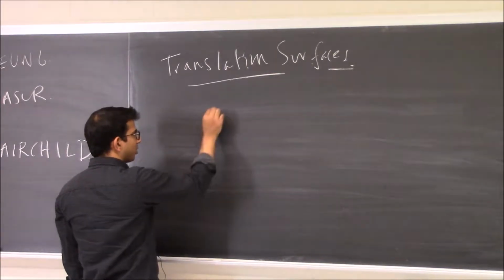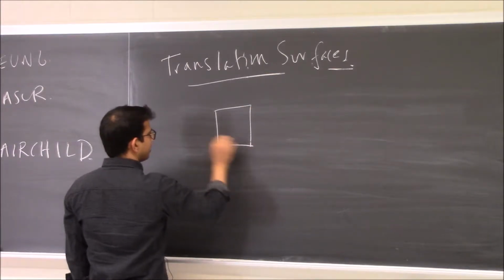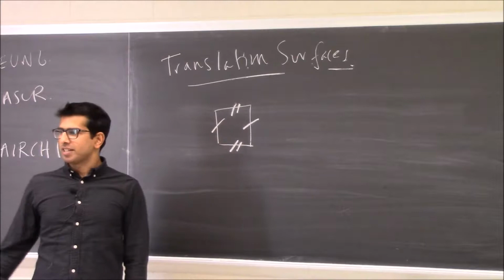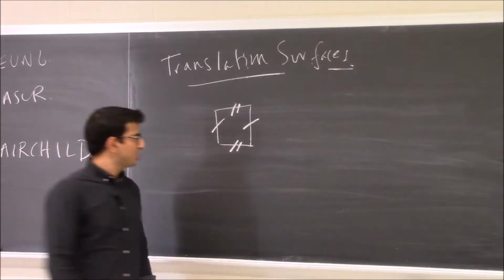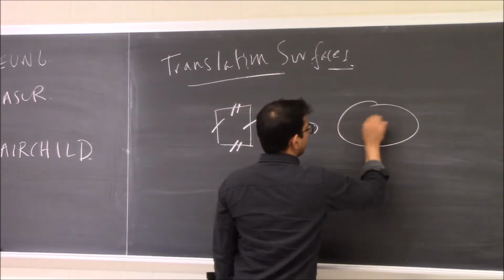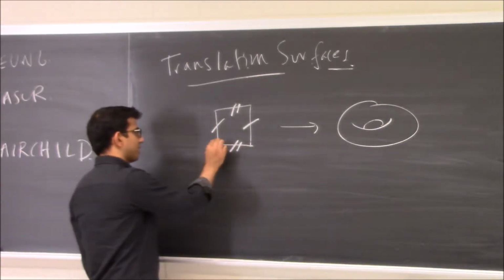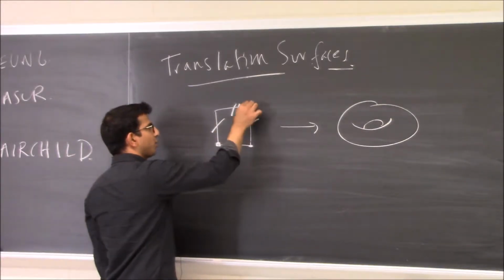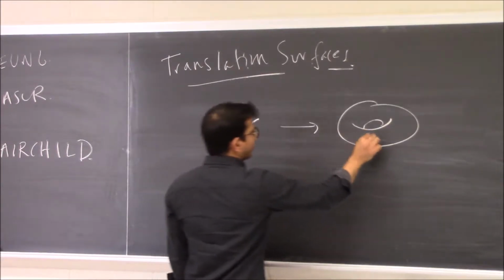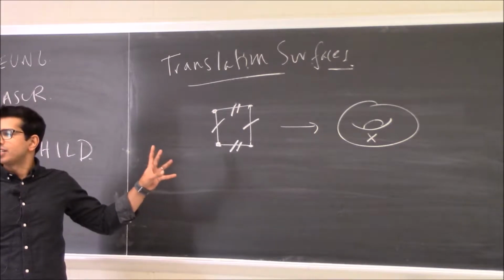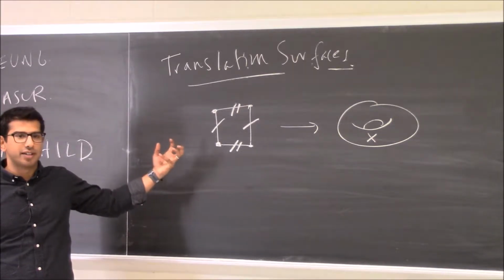So the picture is, well, here's a translation surface. It's a square or a rectangle with opposite sides glued by translation. This, of course, gives me a nice flat torus, and every point on this flat torus looks the same. But maybe I'll mark this point just to keep an eye on it. That point doesn't really look any different. It still has angle 2 pi around it.